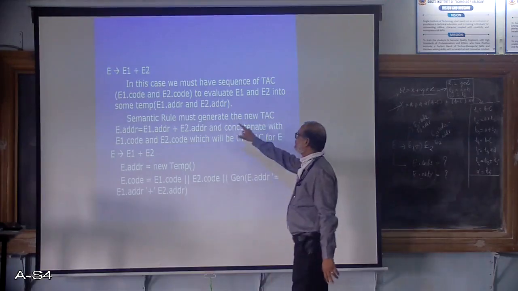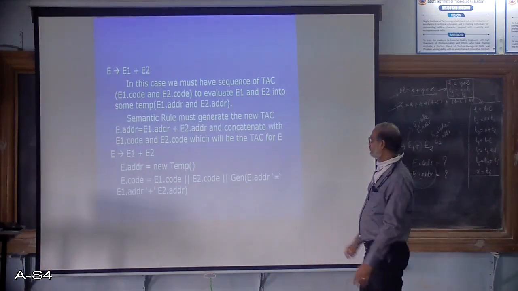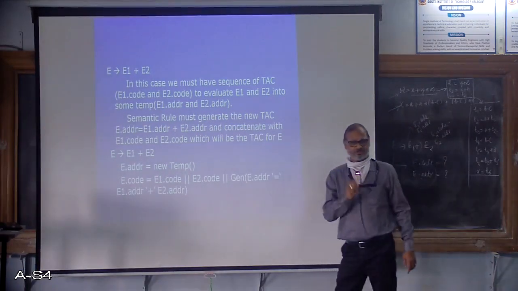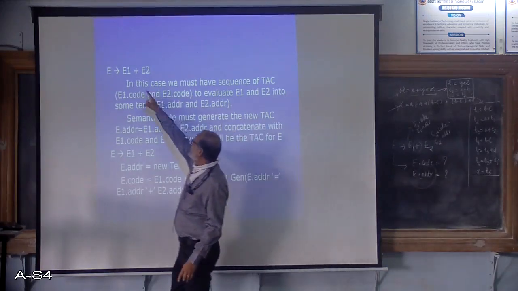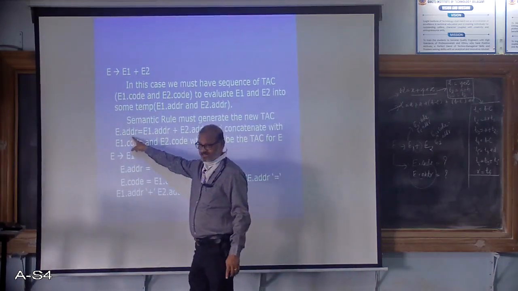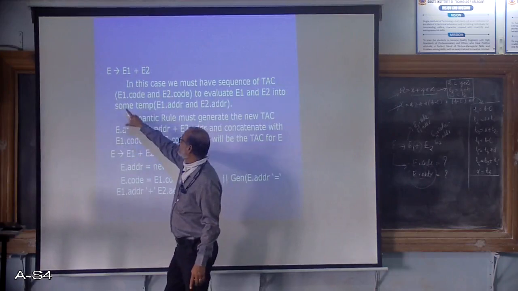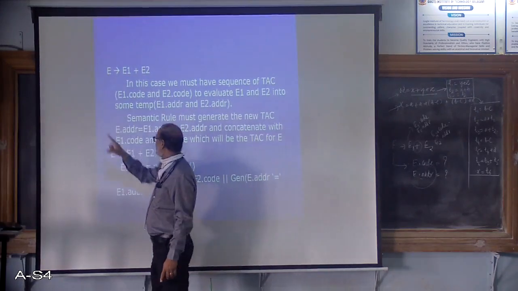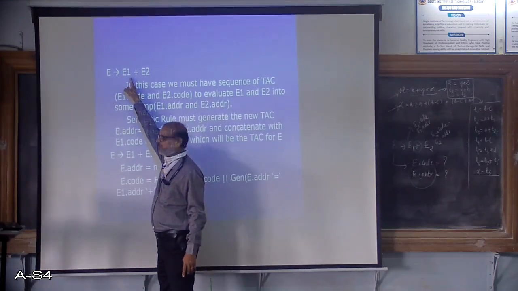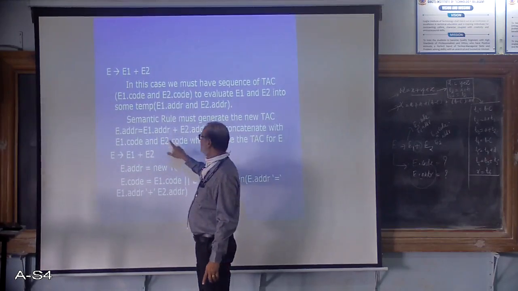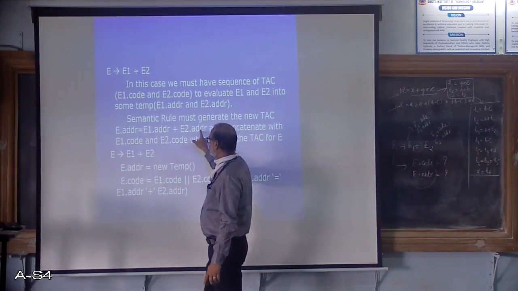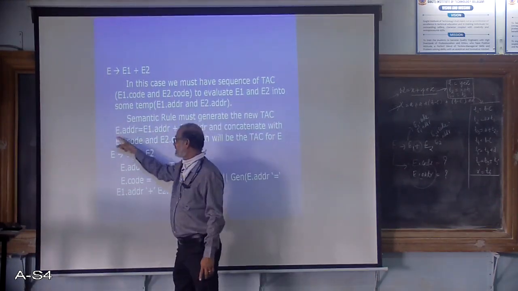Now the semantic rule must generate a new address. So in order to do that, you would be writing this. The semantic rule must generate a new 3 address code statement that evaluates the corresponding operation. The operation here is plus. So I have E.address is equal to the value associated with this expression, which is in some temporary, that is E1.address. Similarly the value associated with this expression, which is E2.address. Understood? So this is the new 3 address code that is generated, right?